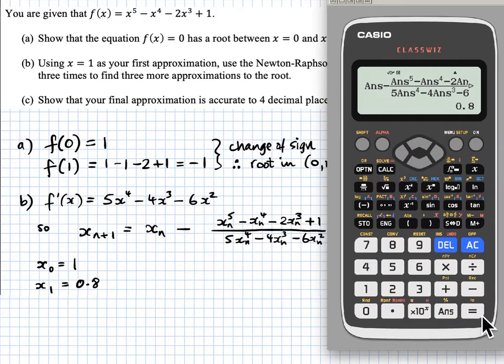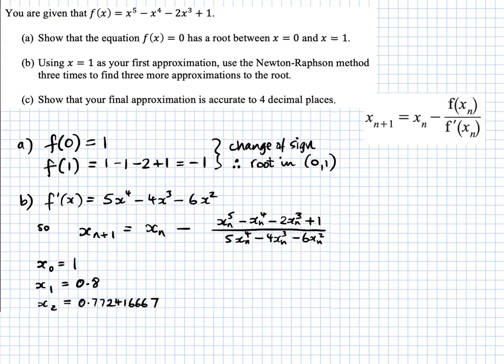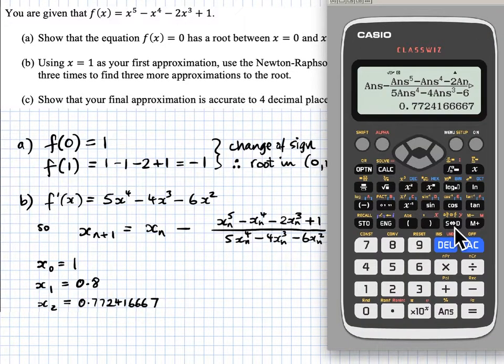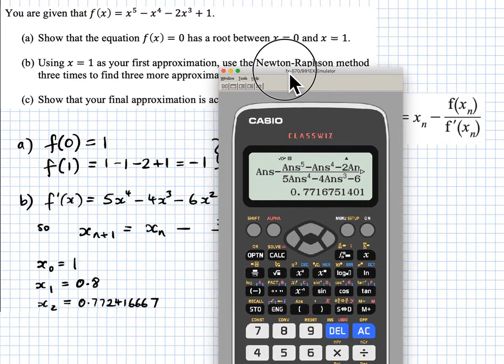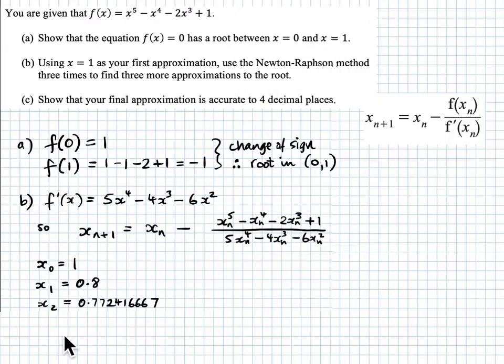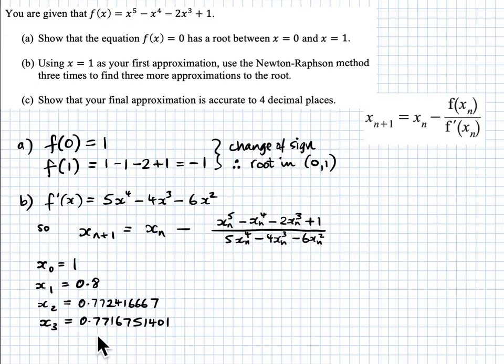Get my calculator back, hit equals again. That's my x2. So I'll write that down, and hit equals again. There's my x3. So we'll write that one down over there on my page. And there you go, we've used it 3 times to get 3 more approximations. We've done part B.